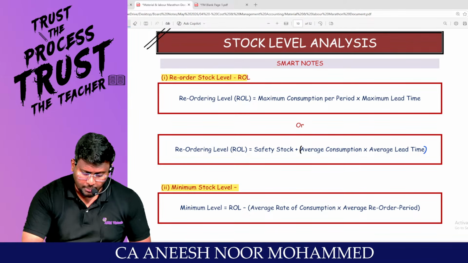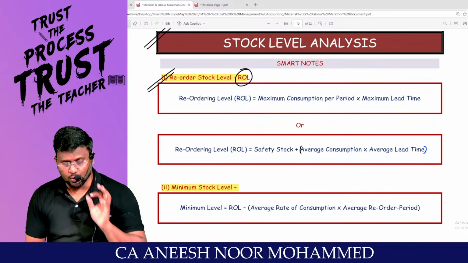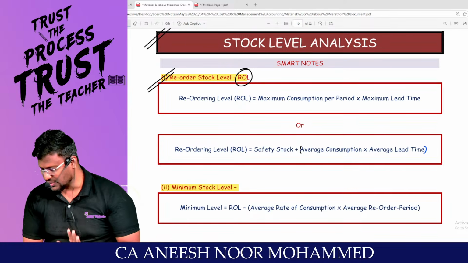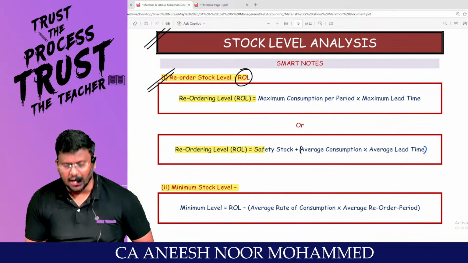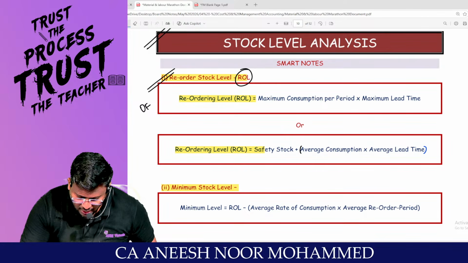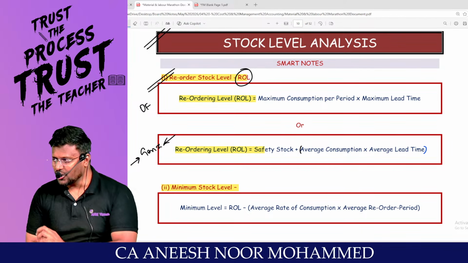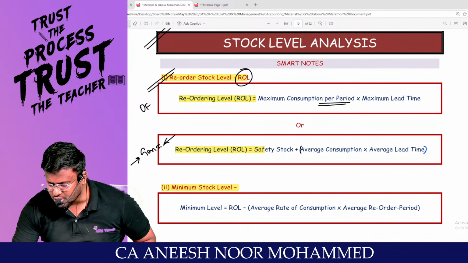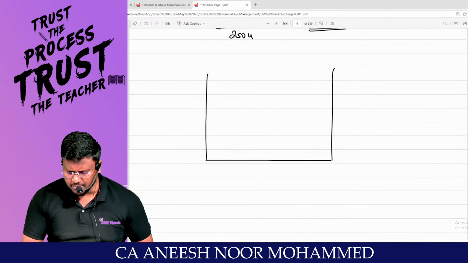Quickly, we will solve one by one. Reorder level: what is reorder level? That is the level at which you will place the order. There are two formulas given by our subject costing. Number one is called the old formula. Number two is called the Gen Z formula, right? You all are Gen Z kids, no? So Gen Z formula. Reorder level is maximum consumption into maximum lead time. What is this maximum consumption into maximum lead time?